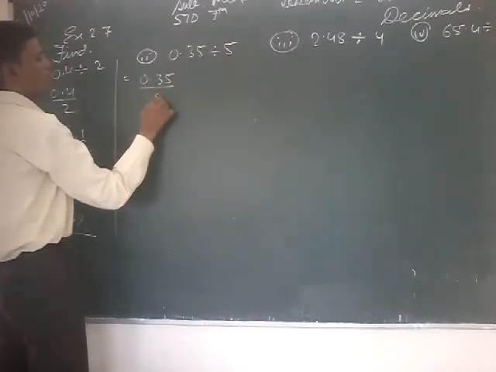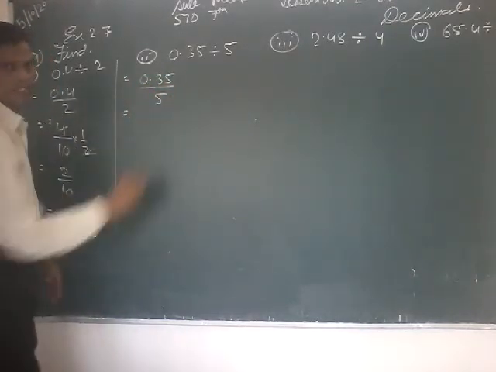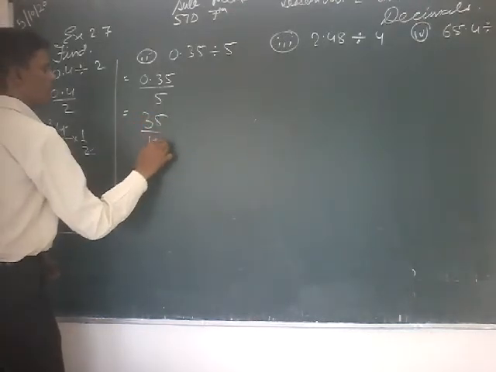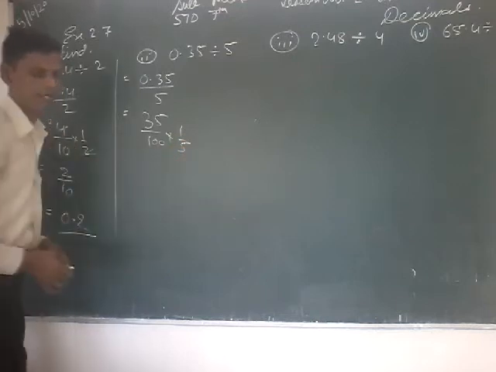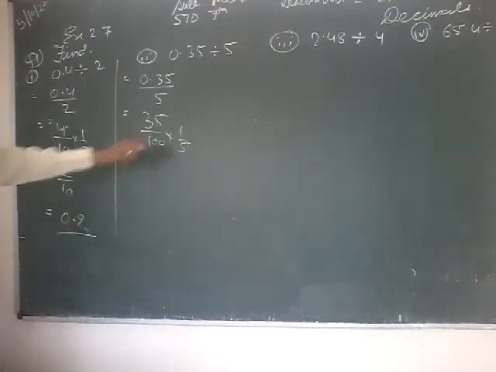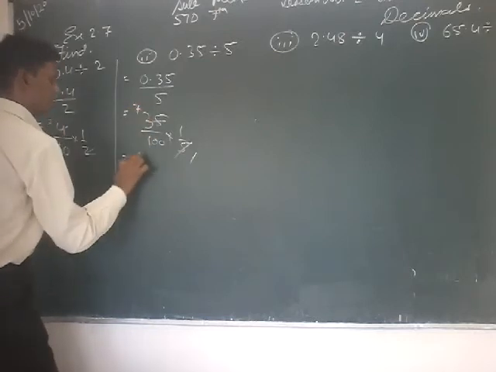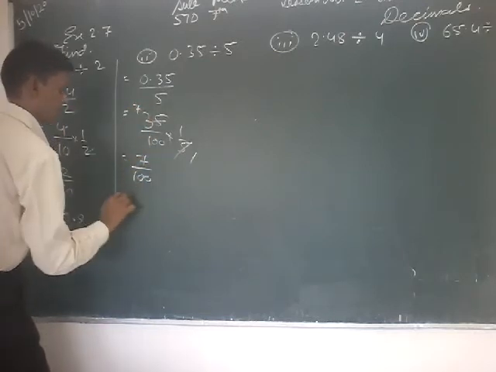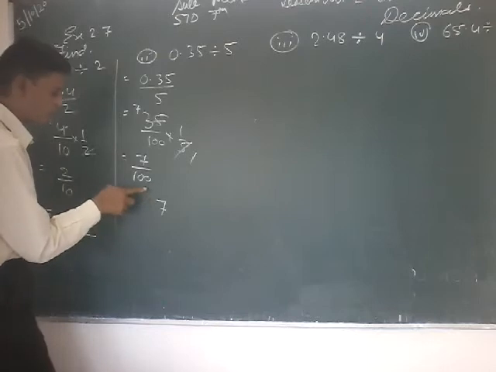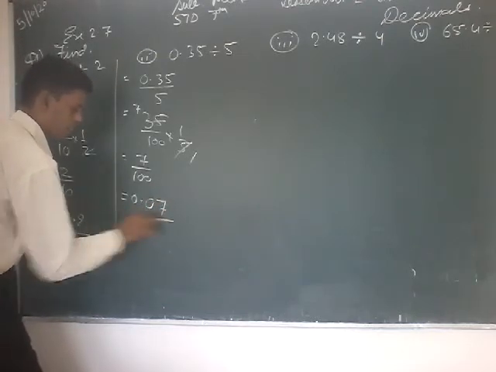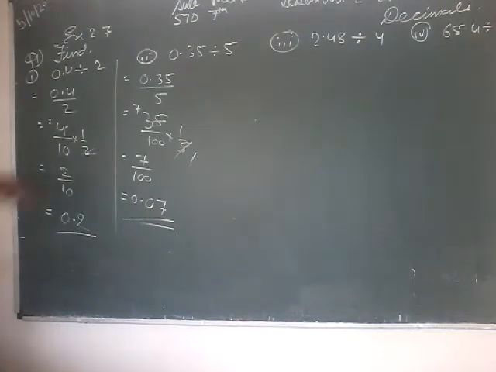0.35 divided by 5. There are two digits after the decimal. So what will we do? 35 upon 100 into 1 by 5. Yes, 1 by 5: 35 will be divided by 5. 5 sevens are 35. 7 upon 100. Count from the back side: 1, 2, and decimal. This is the answer. So the answer of this is 0.07.